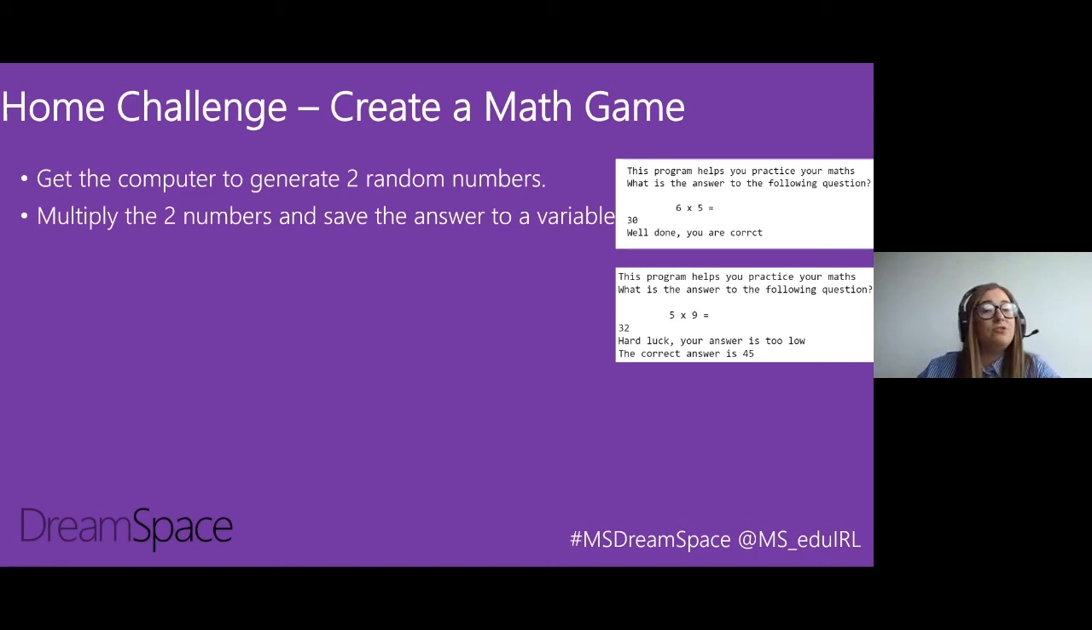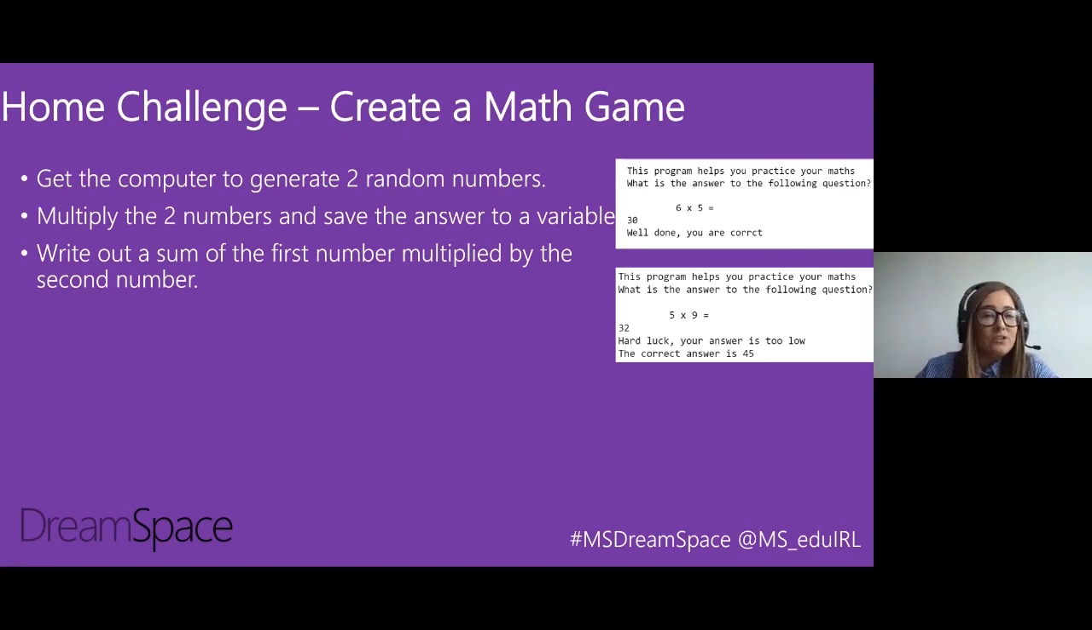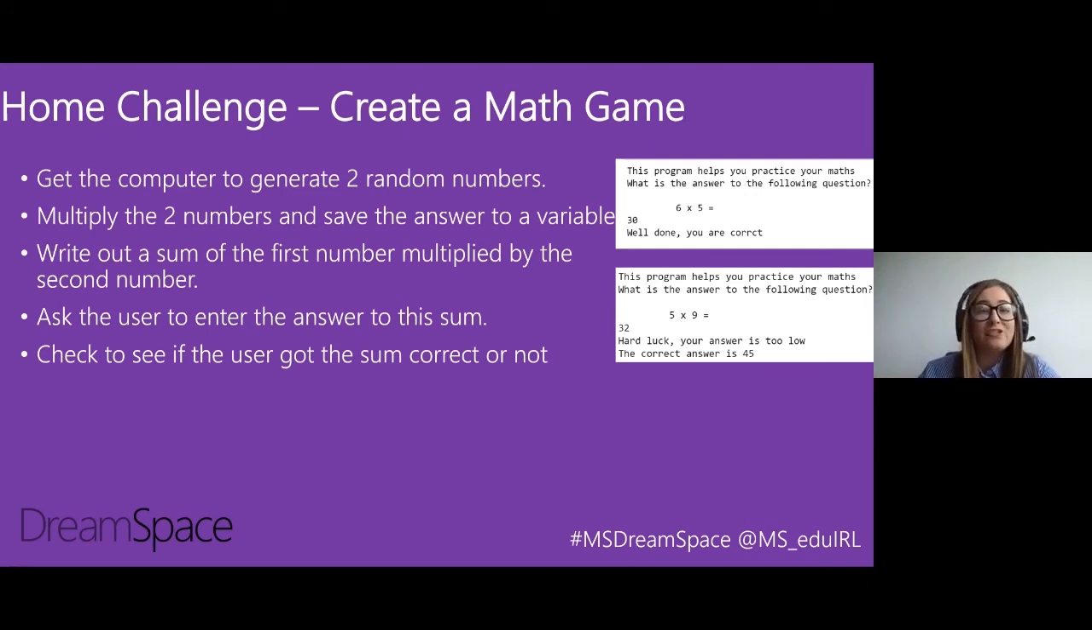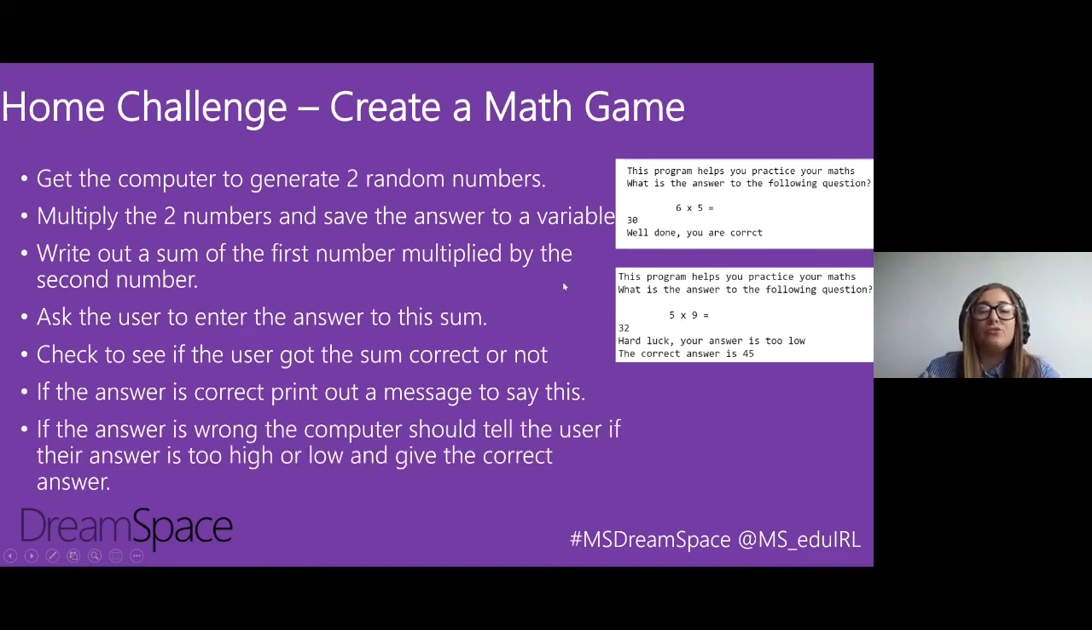Then you are going to multiply the two numbers and save that answer as a variable. You're going to write out the sum of the first multiplied by the second, and then ask the user to enter the answer to the sum. Once all that is done, you're going to check to see if the user got the sum correct or not. If the answer is correct, you might print a message like, well done, you are correct. Or if the answer is wrong, you might say, hard luck, your answer was too low, and then print out the correct answer is 45. You'll know how to do all of this from what you learned today.